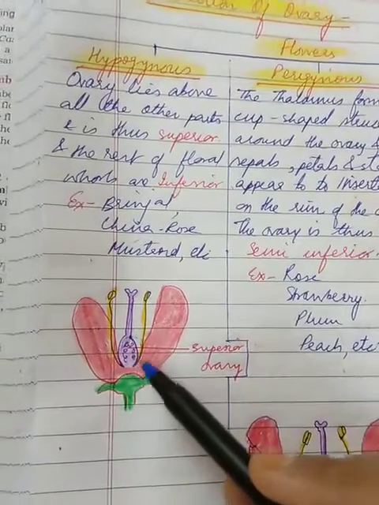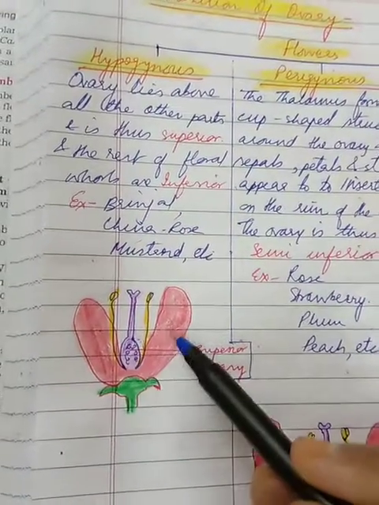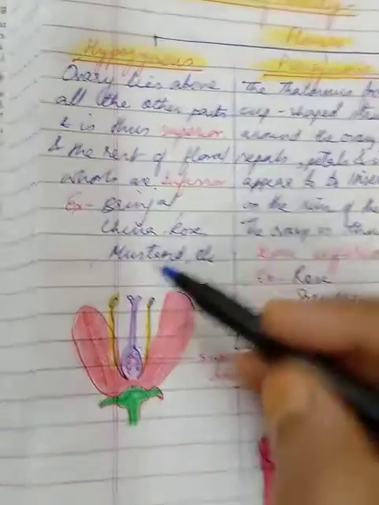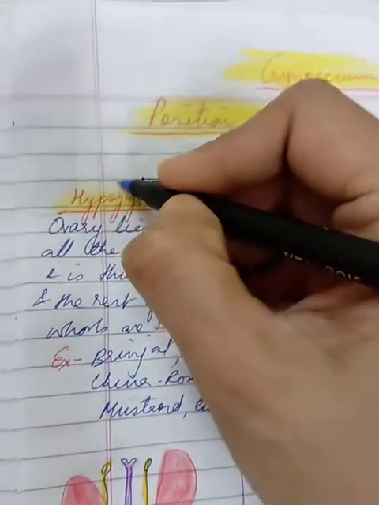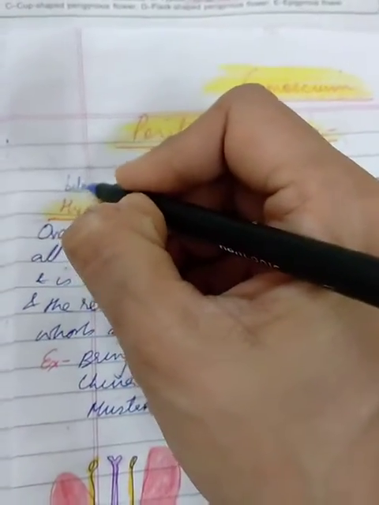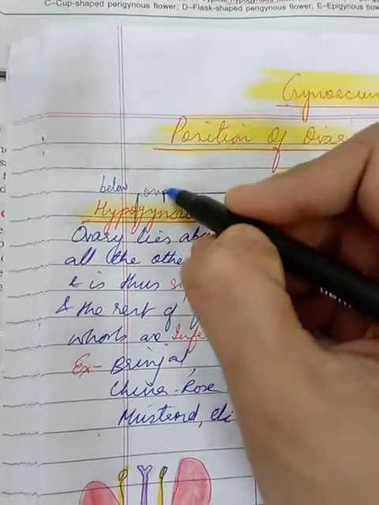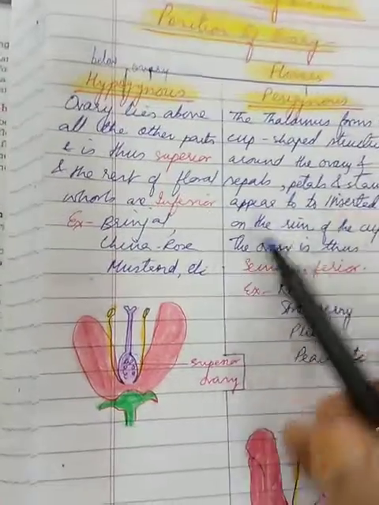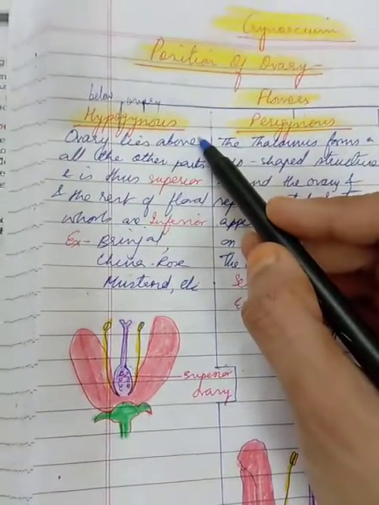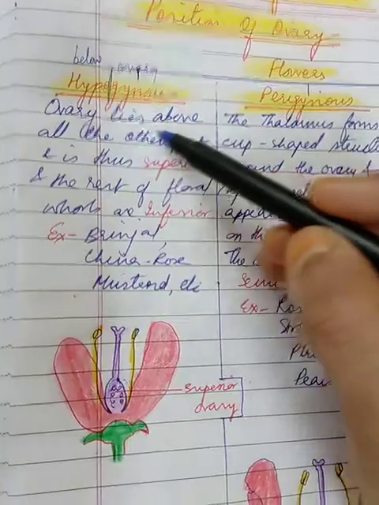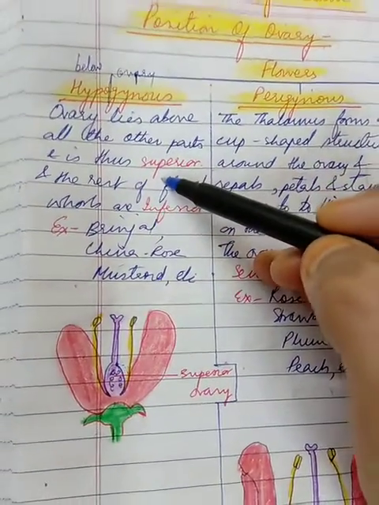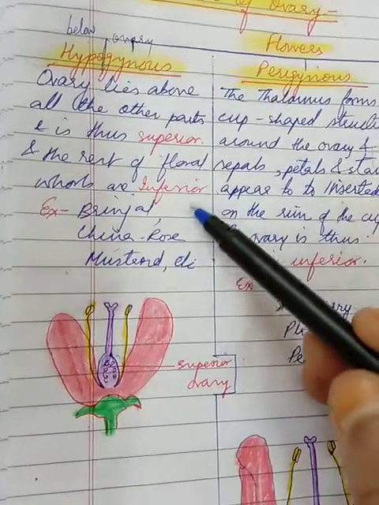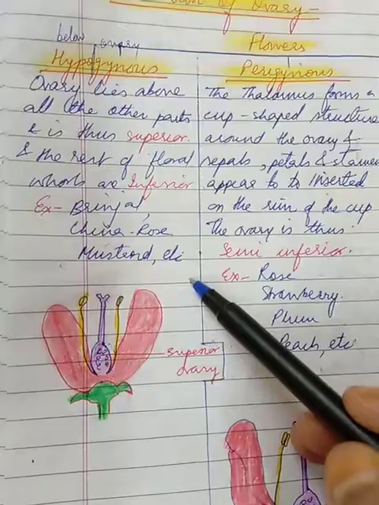So this is a condition where we say the ovary is superior and the rest of the floral structures are inferior because they are attached below it. So this is called hypogynous. Remember, the term hypo means below, and gynoecium, that means here giving priority to the ovary. So everything is located or attached below the ovary, and this is the condition where the flower will be called hypogynous. Alright, so by definition, the ovary lies above all other parts and it is thus superior, and the rest of the floral whorls are inferior. This can be seen in brinjal, china rose, mustard, etc.